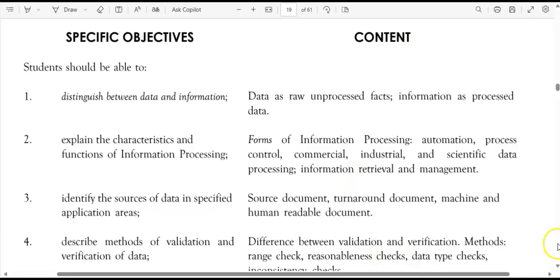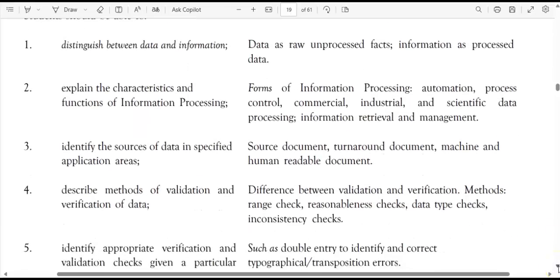Identify the sources of data in specific application areas. So the sources of data are the source document, turnaround document, machine, and human-readable document. So if you are asked about the sources of data in specific application areas, these are what you are going to talk about.